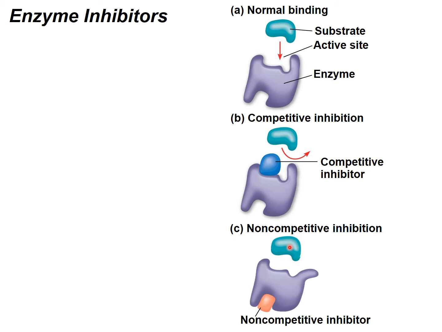Now, it must be noted that competitive inhibitors can be overcome by changing the concentration of the normal substrate. If we increase the normal substrate concentration, it's more likely that it will bind, so it can compete for the active site with the competitive inhibitor. They're both competing for the active site. The one that has the highest concentration wins.